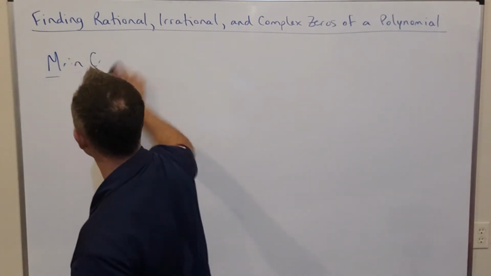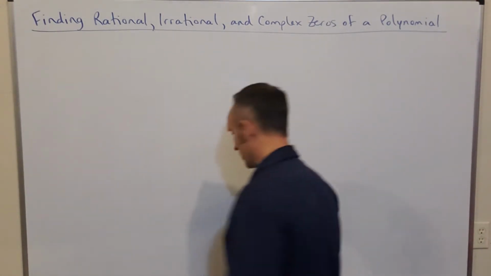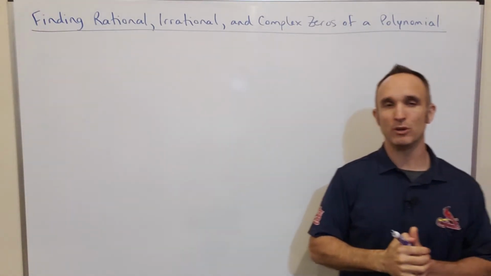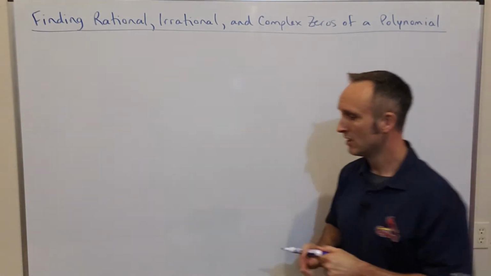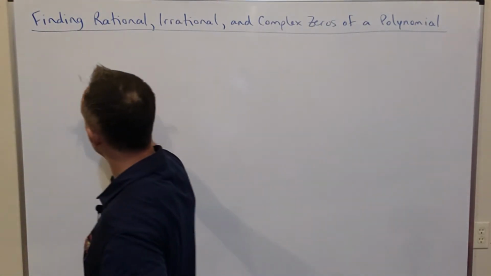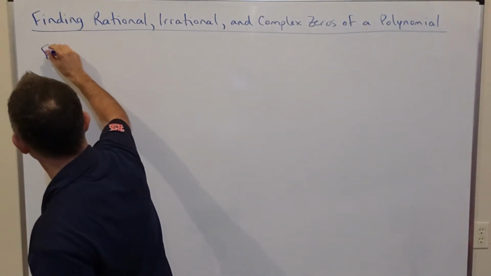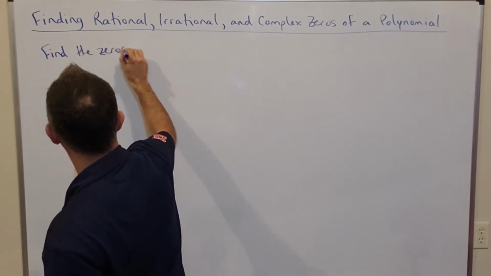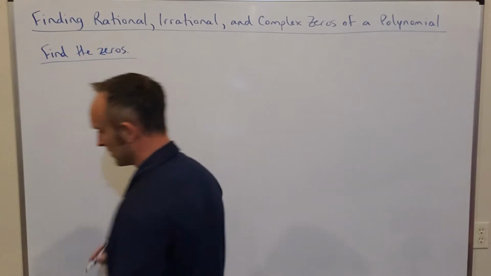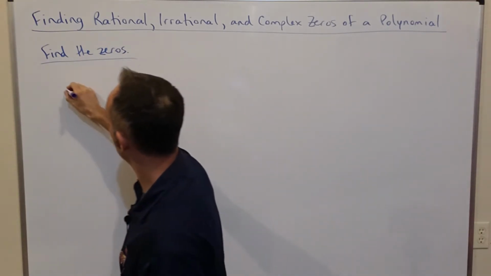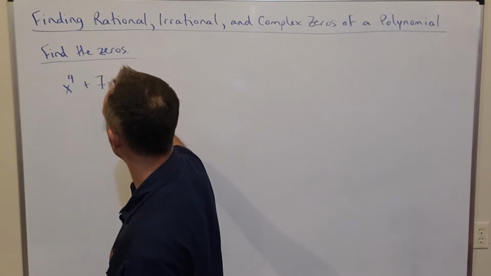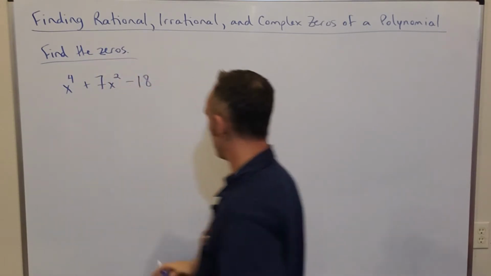Now, finding zeros has many uses, so I'll try to give you some different sets of instructions as we go along so you can see how to use them. But the first one we're going to look at is simply going to be find the zeros, meaning all of the zeros, okay? And the polynomial we're going to start with is a quartic. X to the fourth plus 7x squared minus 18.